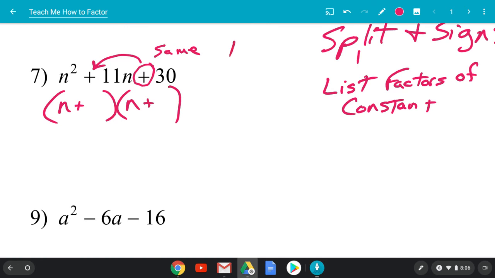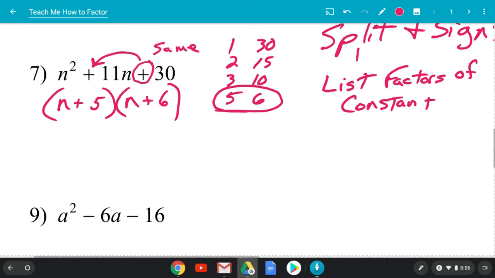Factors of 30. 1 and 30. 2 and 15. 3 and 10. 5 and 6. Which of those come together to get me 11? 5 and 6. How many people got that one right? We're rocking and rolling now.